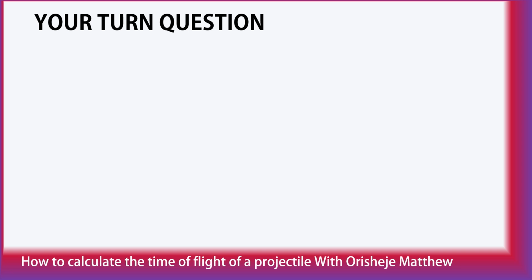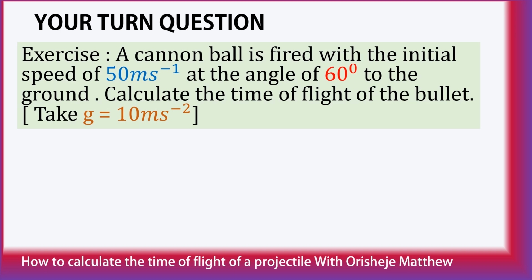Your turn question. A cannonball is fired with an initial speed of 50 meters per second at an angle of 60 degrees to the ground. Calculate the time of flight of the cannonball. Take g as 10.